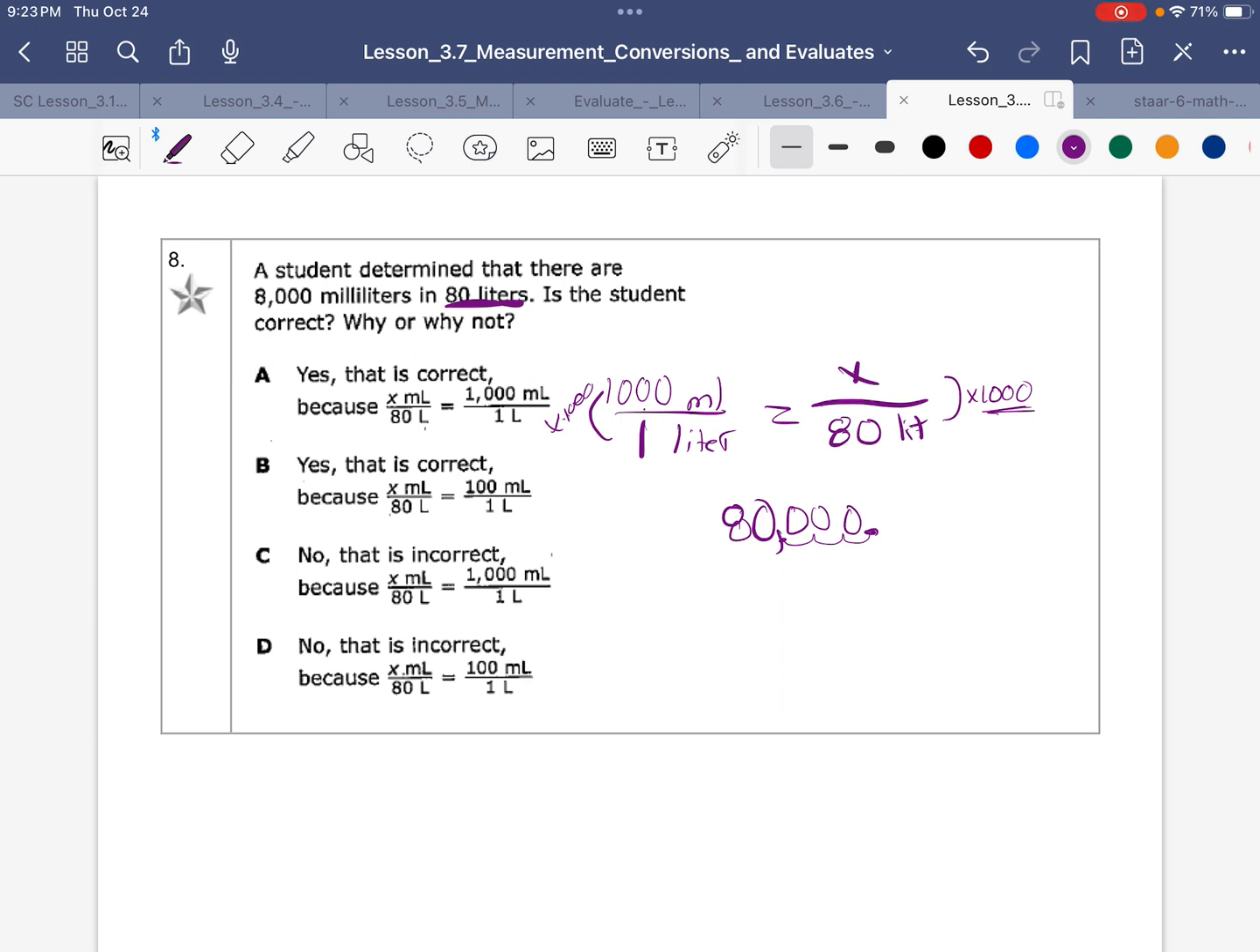So it says, yes would be automatically out. So now you got to figure out which one of these statements is true. No, that is incorrect because X milliliters, this would be here, over 80 liters is equal to 1,000 milliliters over a liter. Yep, I like that one. Here, you see they put 100 milliliters for 1 liter. That conversion is not correct. Okay, so this one is also not true. So our answer is C.